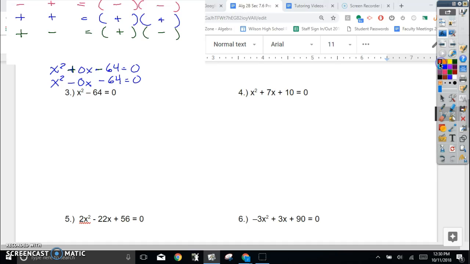Now, if you choose to do the minus one, this one here, okay, so again, I need two signs that when I multiply them together will give me a negative.